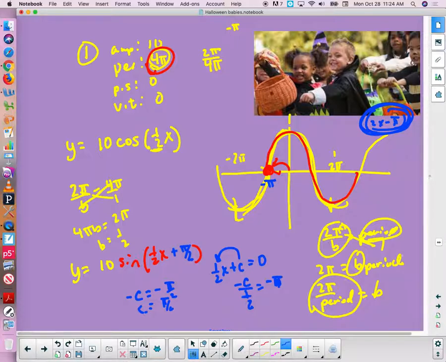Now do it in your head. I'm keeping an eye on the clock. If I check my phase shift here, and I say 1/2 x plus pi over 2 equals 0, I would get negative pi over 2. I would divide it by 1/2 or multiply it by 2. I would get the right phase shift. All right, so let me say one more thing about that and then we'll go.